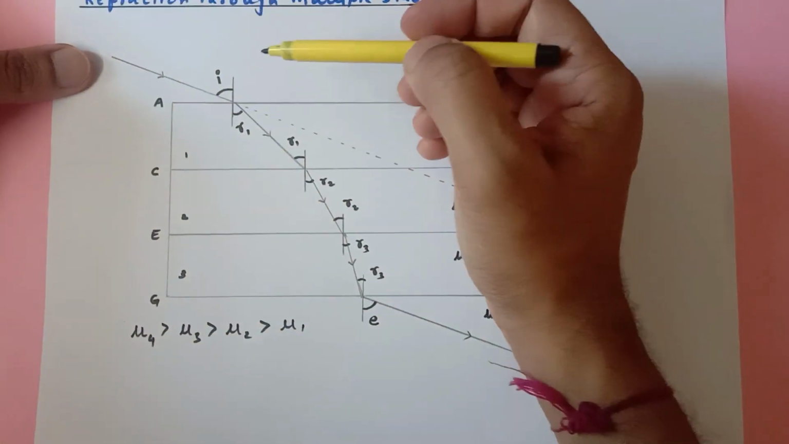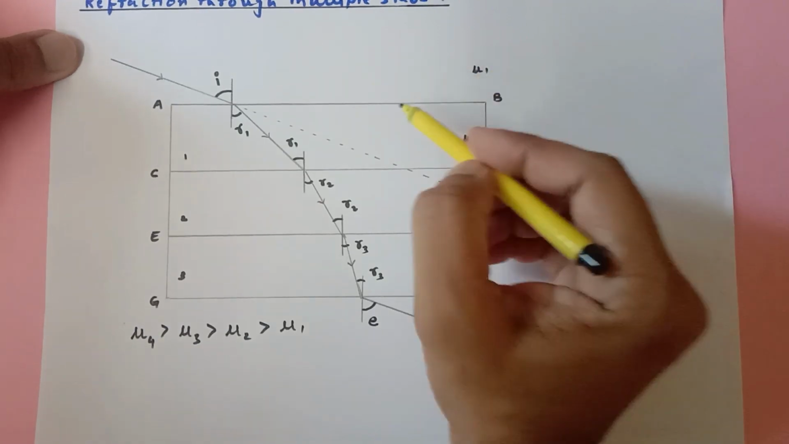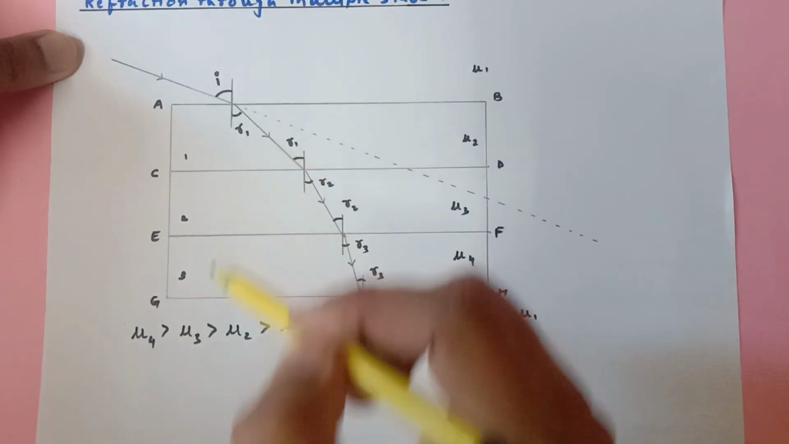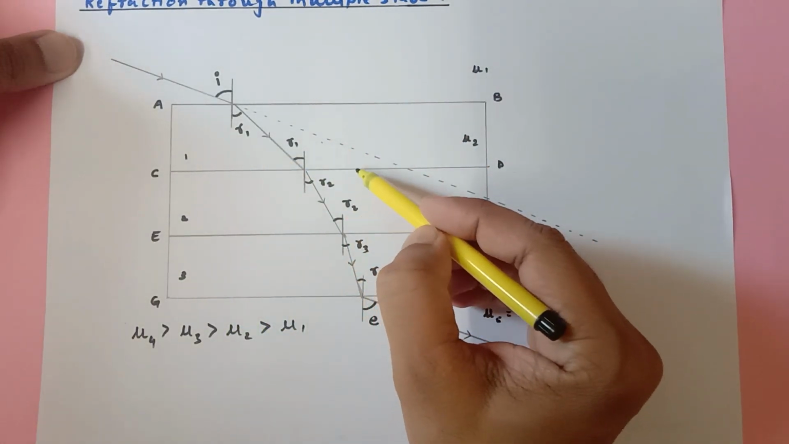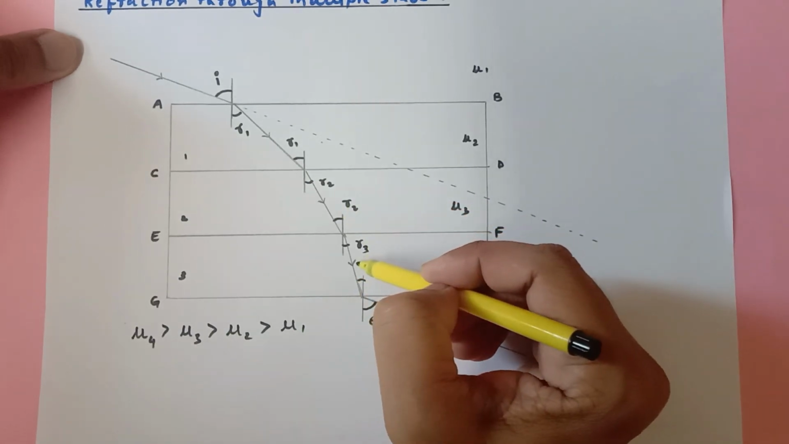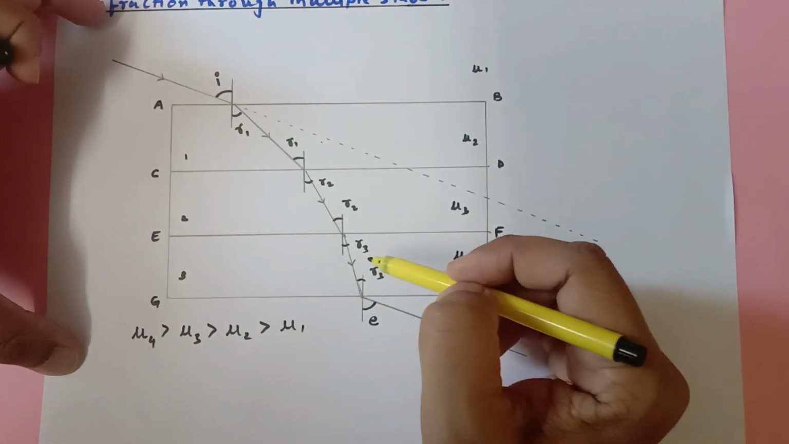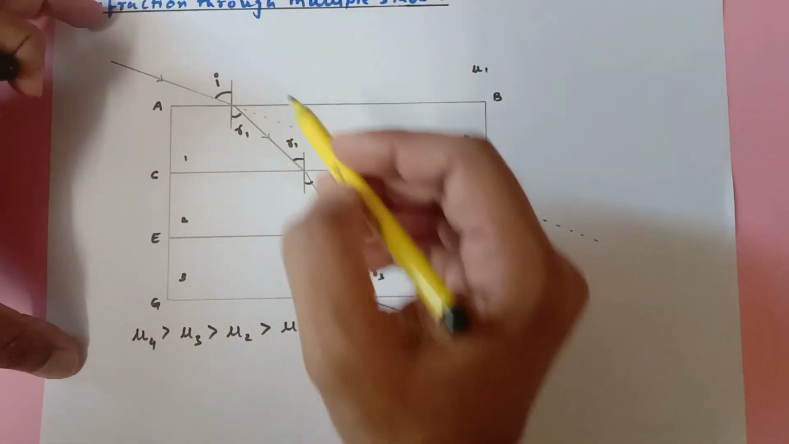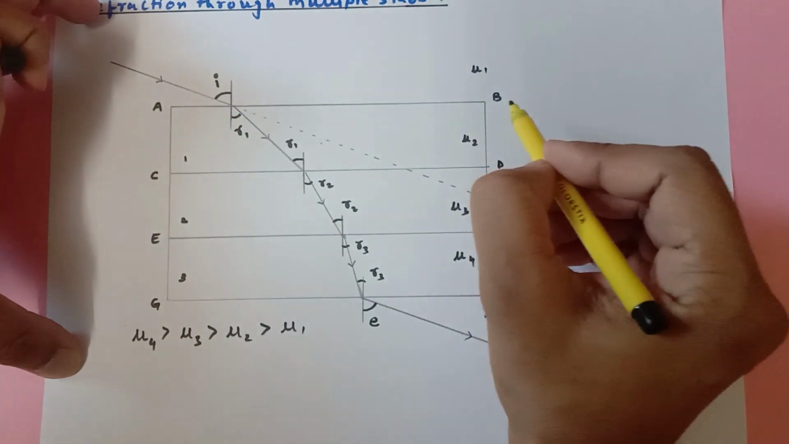Correct? So when a ray of light enters from medium number 1 to medium number 2, this is the rarer medium and this is the denser medium, so instead of going straight, it bends towards the normal. Again, when this ray enters this medium, it bends towards the normal. Again, when this ray enters this medium, it bends towards the normal. But when this ray comes out, it is coming from denser to rarer, so it will bend away from the normal. Right? Now this is our angle of incidence, this is the angle of refraction for surface AB.